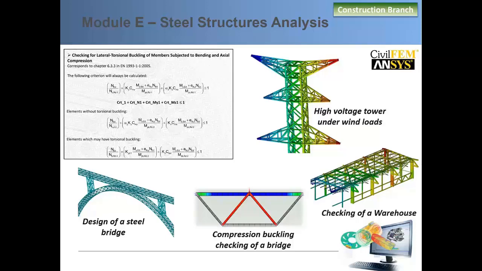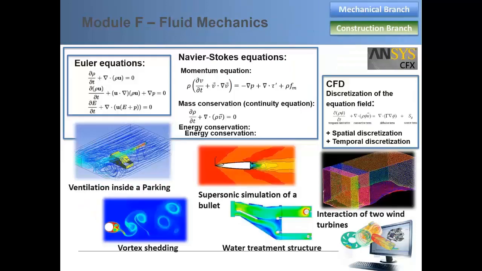Some steel structure analysis examples which are solved in the practical subjects of this module are a high voltage tower under wind loads, the design of a steel bridge, and compression buckling checking of a bridge section or the checking of a warehouse structure. The fluid mechanics module, available to both engineering branches, studies problems associated with fluid mechanics, including their characteristics and modelization in order to analyze them using CFD simulations.